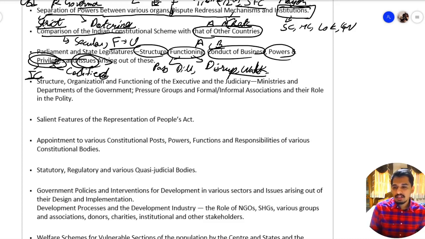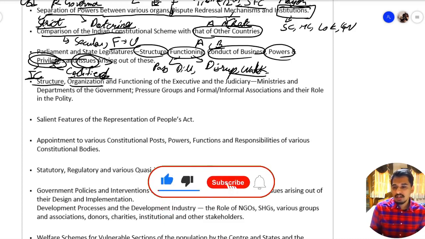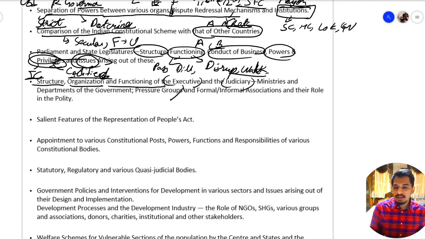So this leads to their misuse. Like this you should know. Then we have structure, organization and functioning of executive and judiciary. That how executive and judiciary are structured and organized. For executive, we have various ministries, then we have various departments, then we have state and central government. So like this, bureaucracy or the executive has been organized.